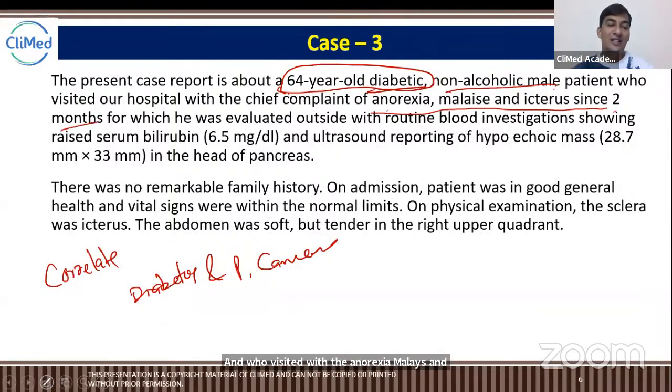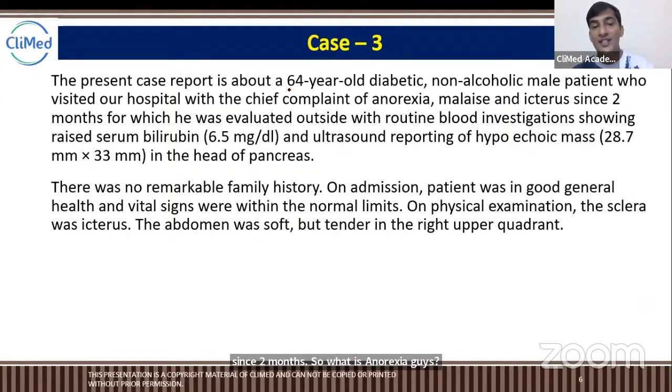So what is anorexia, guys? See, here there are things to understand. First, old case, definitely. Diabetic case. Okay, the risk factor is there, diabetic. And then what is anorexia? Loss of appetite. Malaise. What is malaise? Weakness. And then what is icterus? Like yellow color of skin or nails. Okay, jaundice we call it.